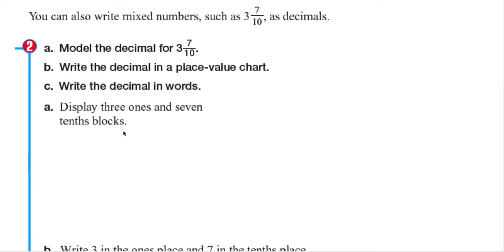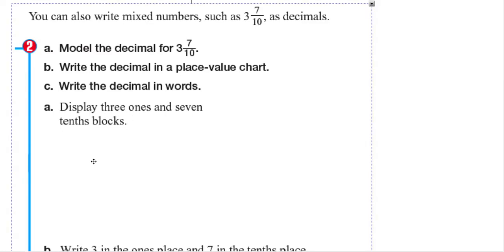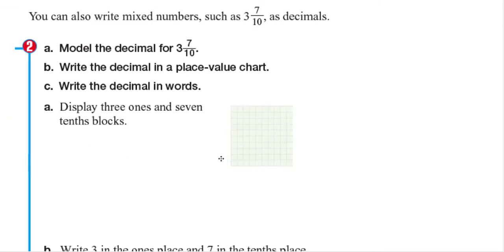Let's first display 3 ones and 7 tenths blocks. Okay, if we do that, this is how it's going to come out. Let me change that into something else. So we need 3 ones and 7 tenths blocks. So we get a block somewhere here. There you go.